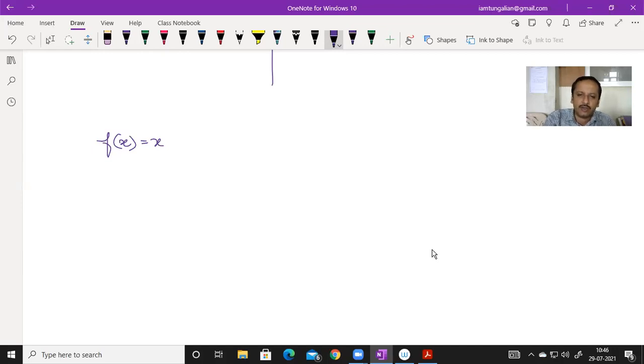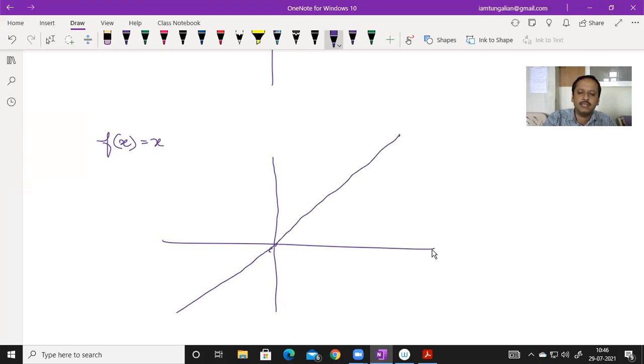If you try to draw the graph of this function, the graph is the straight line y equal to x. So this is the line y equal to x, that is f of x equal to x. This identity function is a continuous function.